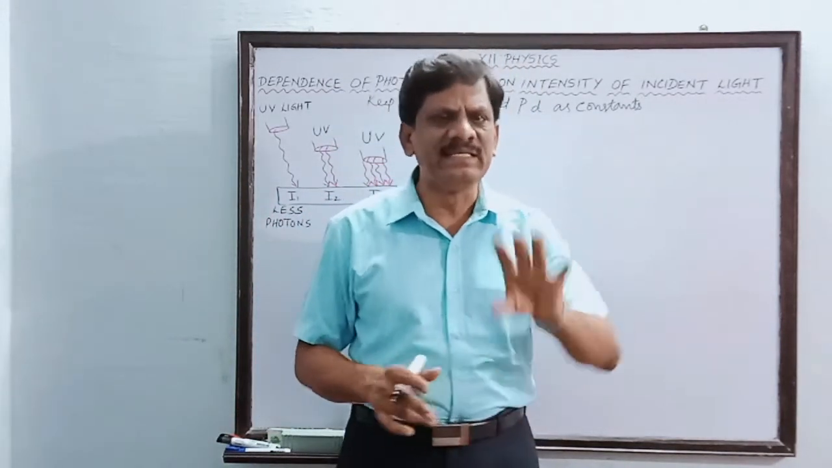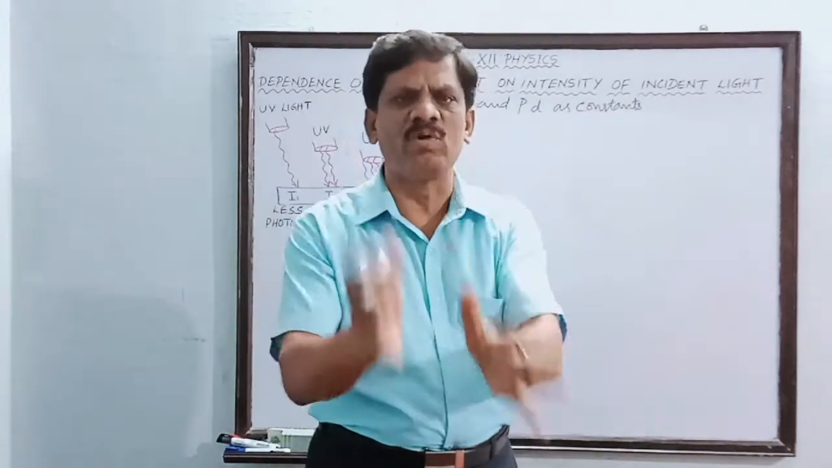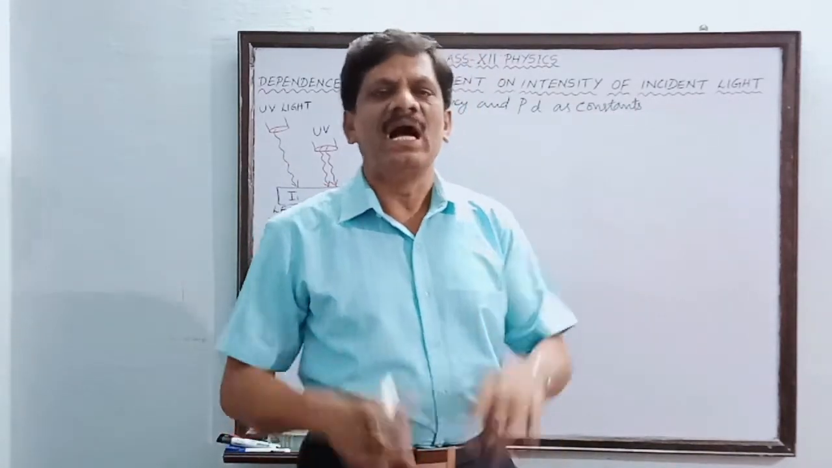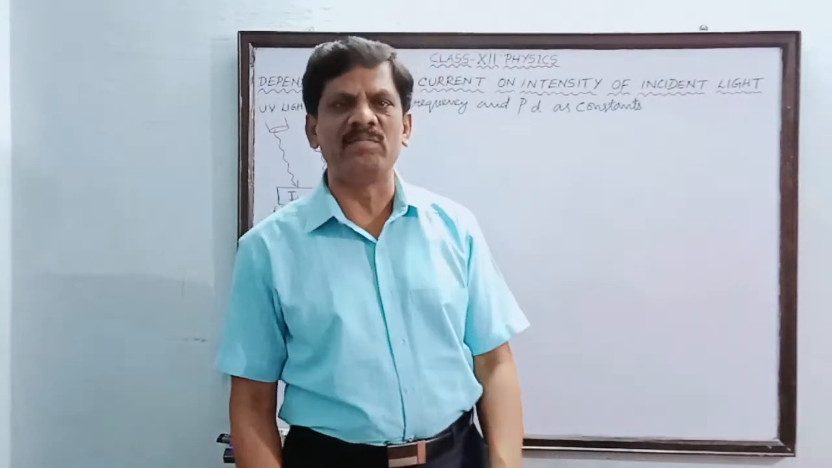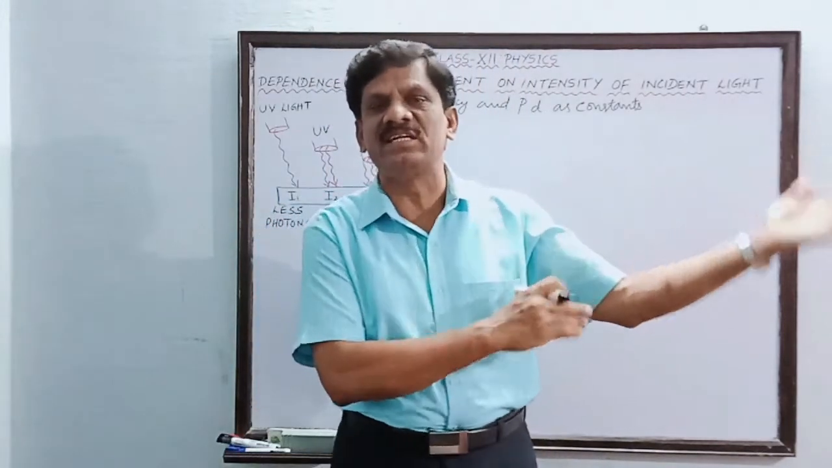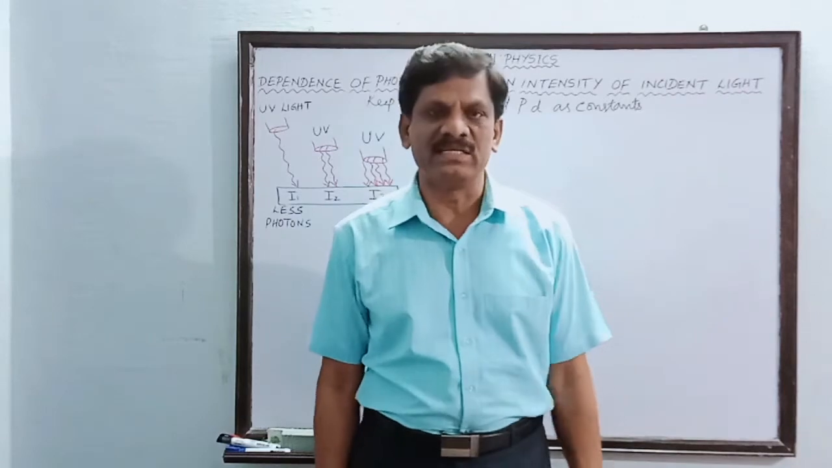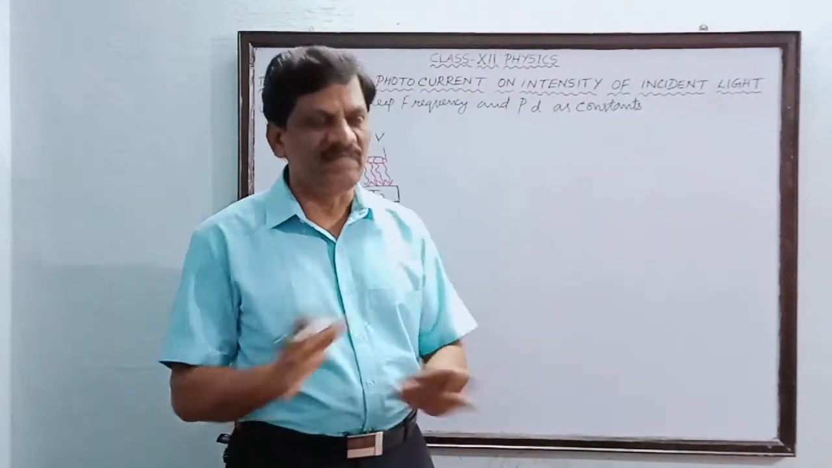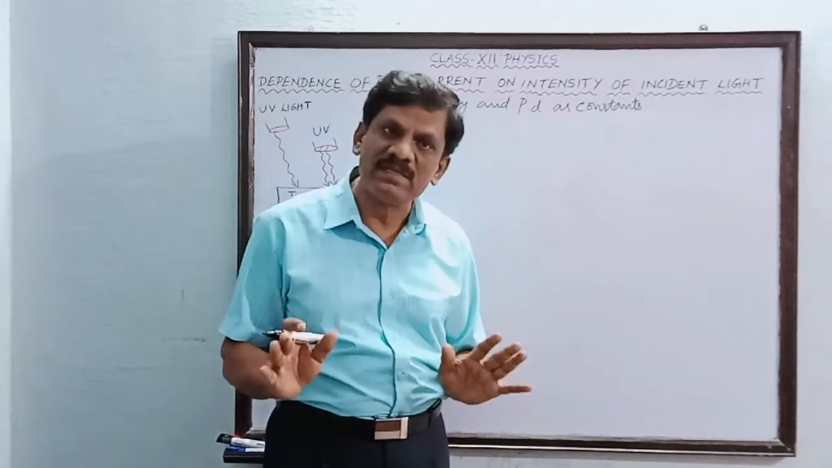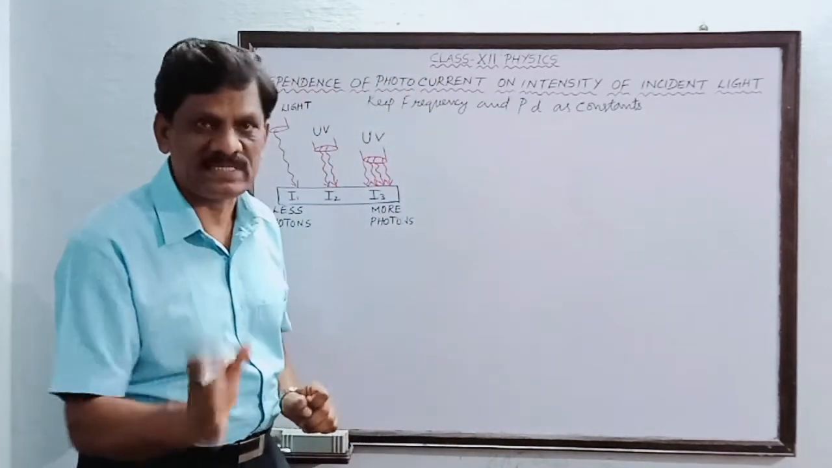Shortly speaking, intensity depends on how many photons are incident per second, and the photoelectric current depends upon how many photoelectrons are ejected by the metal plate per second. So we are going to relate these two. We want to study the dependence of these two factors. Okay students? Now I will repeat once again.